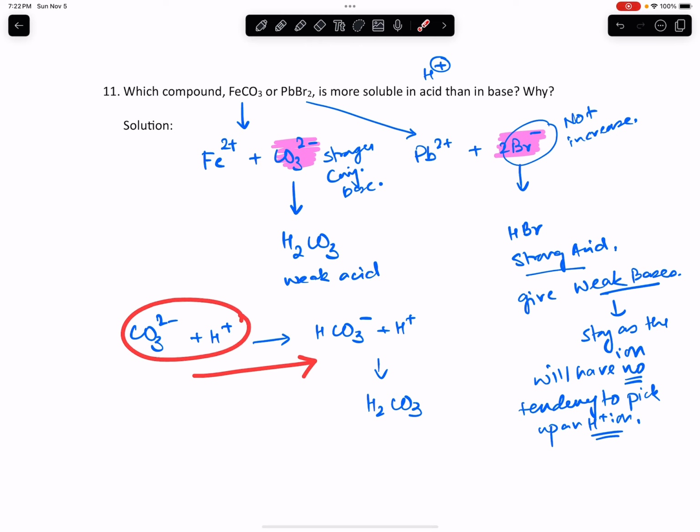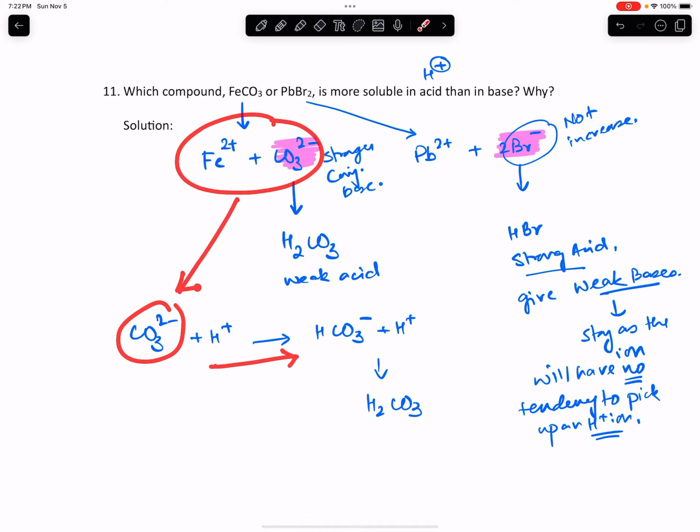Therefore, in acid, because the equilibrium shifts this way, more CO3 2- has to be produced. Therefore, more of this is going to go into solution to generate the CO3 2-. Therefore, FeCO3 is the more soluble compound in acid.